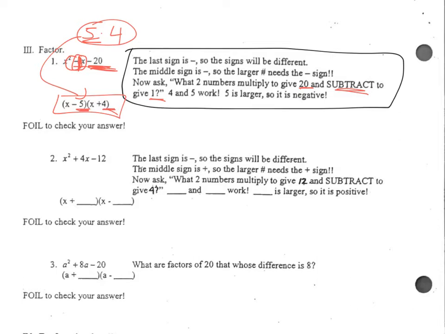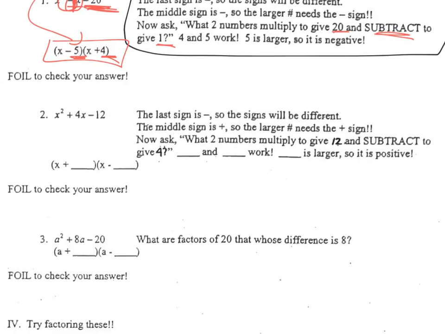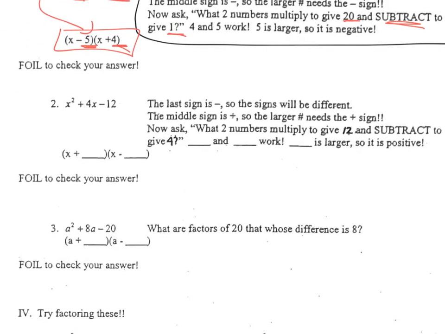All right, let's move to the second one. I'll even make this bigger right here. So number 2, the very first thing I see, this last number is a negative. So I know these signs are going to be mixed. Guys, in all your homework tonight, you're always going to have x plus, x minus, because in all the ones you're going to be given, the last number is a negative. Now this one, the middle sign's a positive. So when we get the numbers in here, the larger number is going to go right here with the positive.